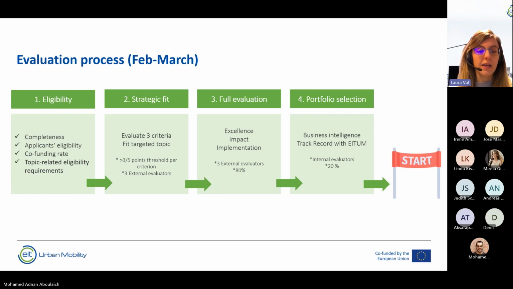portfolio selection. In this step, there is a selection committee formed by people from the board management of the EIT Urban Mobility, where they evaluate how this proposal is aligned with the EIT Urban Mobility portfolio, and they will also evaluate the track record of the entities involved in the project. They can give up to 20 points to the proposals, and then we make a score of the proposals, and then the best ones will be awarded with EIT funding.